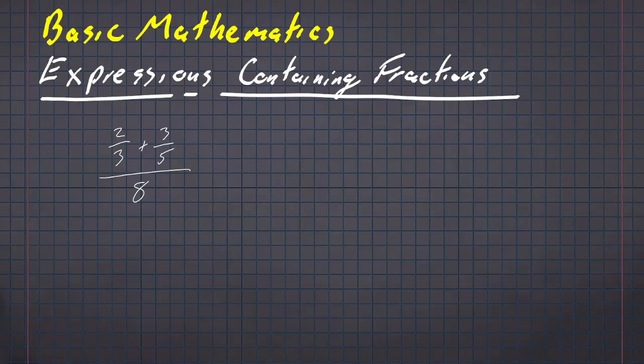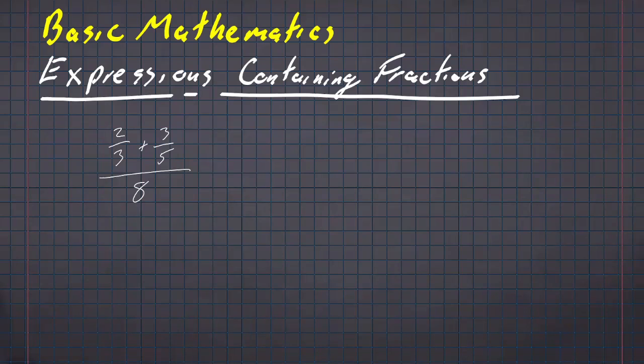Consider the expression 2/3 plus 3/5 all over 8. This is what's called a complex fraction. It is a fraction that has fractions in it, because you like fractions so much you want to work with fractions before you can work with fractions. Working through this is a lot easier than it looks at first glance.